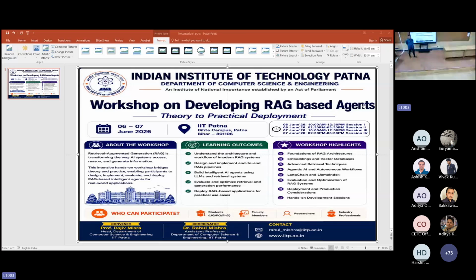So how many of you know large language models? Because that is the background needed. LLM stands for large language models.